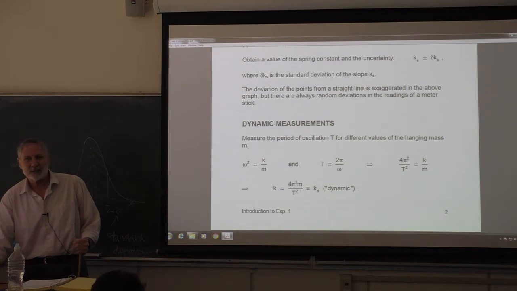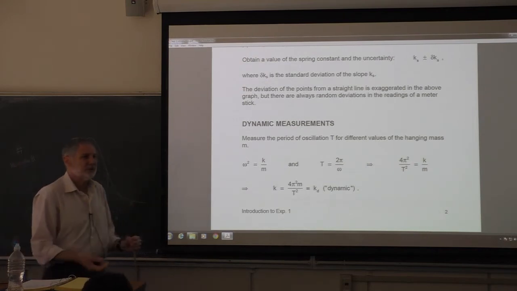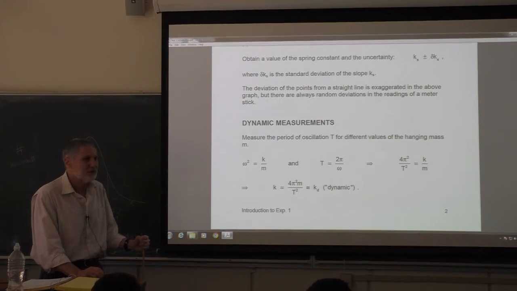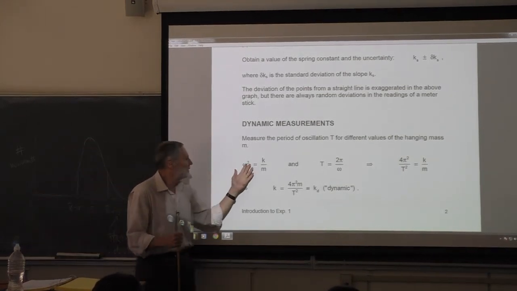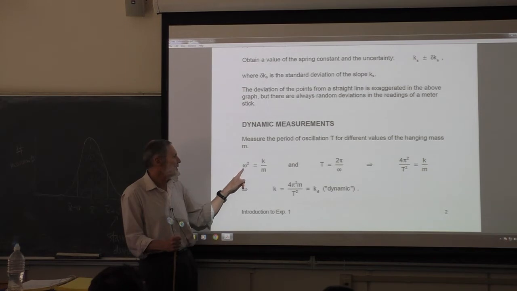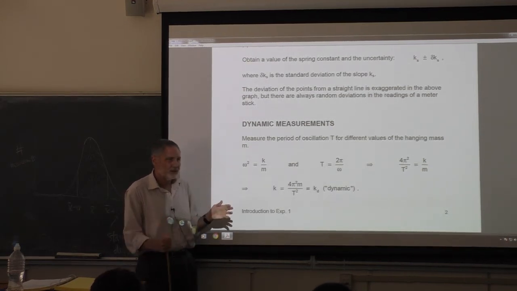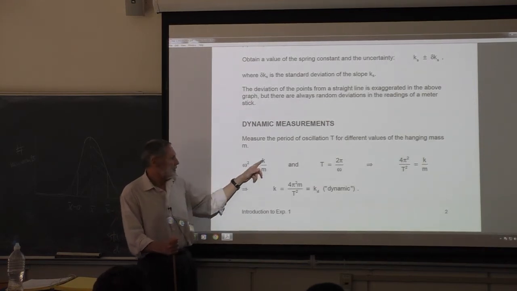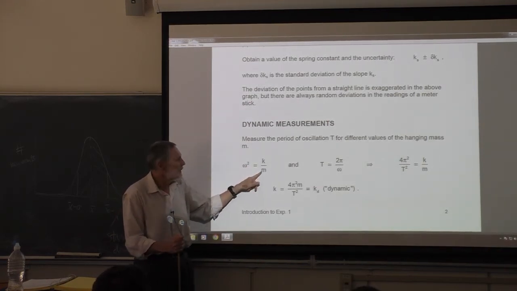Now, dynamically, we measure the period. That's got to tell us something. What can we get from that? Well, let's go back and look at our theory. Remember, there's no omega naught here, I dropped it. But this is for a simple harmonic oscillator, the square of the angular frequency is k over m, right?